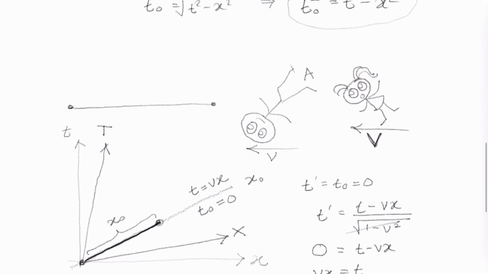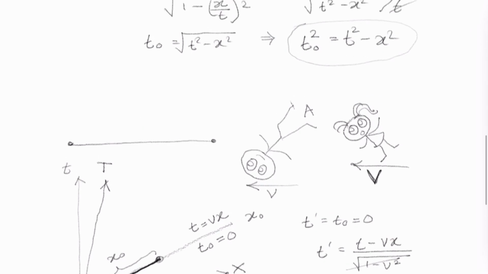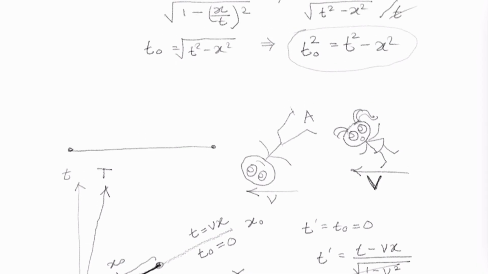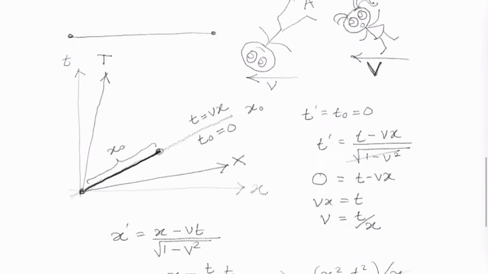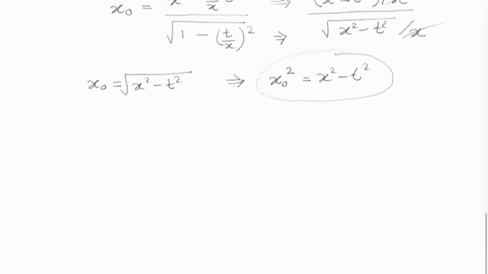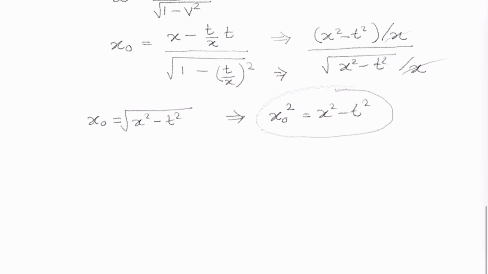Now look at the symmetry of these two. T naught squared equals t squared minus x squared. X naught squared equals x squared minus t squared. They both are similar to the difference between t squared and x squared.